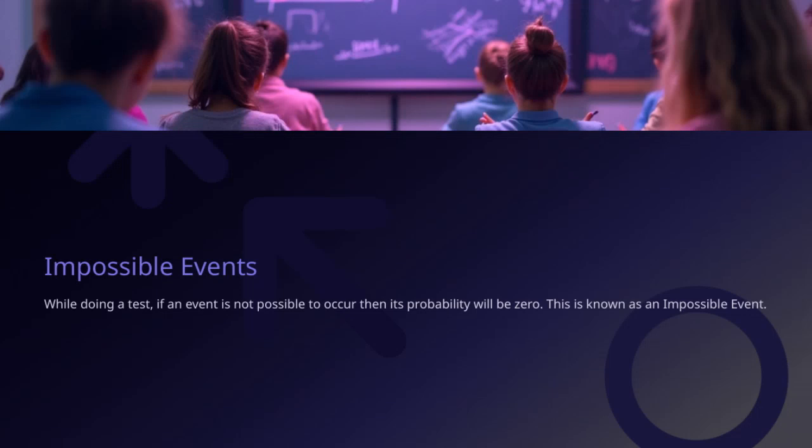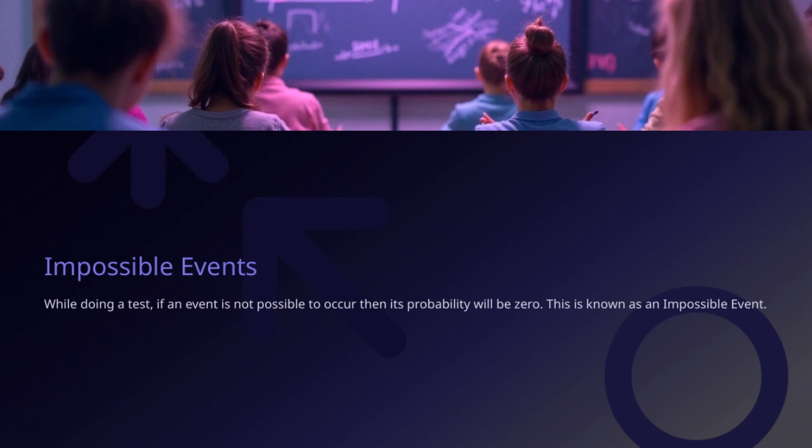While doing a test, if an event is not possible to occur, then its probability will be 0. This means that the event cannot happen under any circumstances. We call this a completely impossible event. For example, trying to roll a 7 on a standard 6-sided die is impossible because it simply cannot happen.